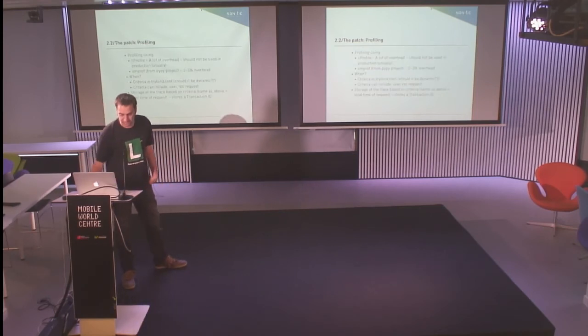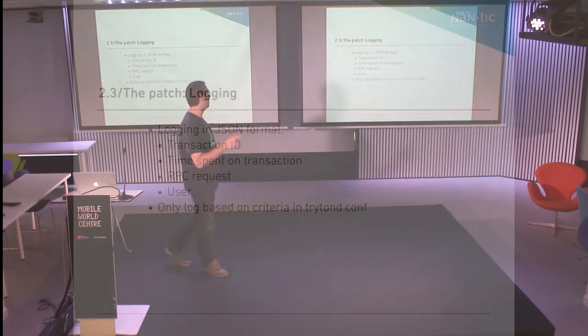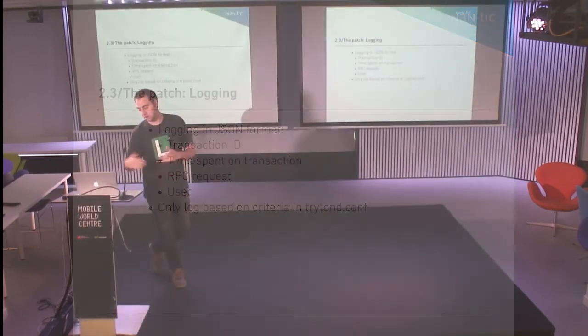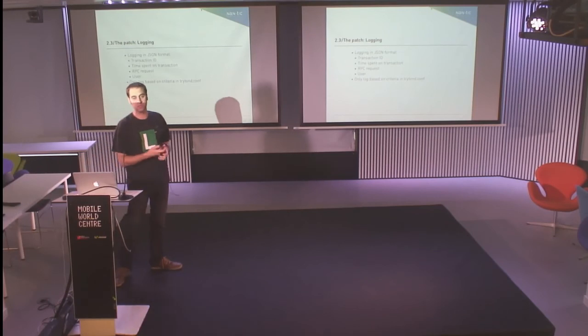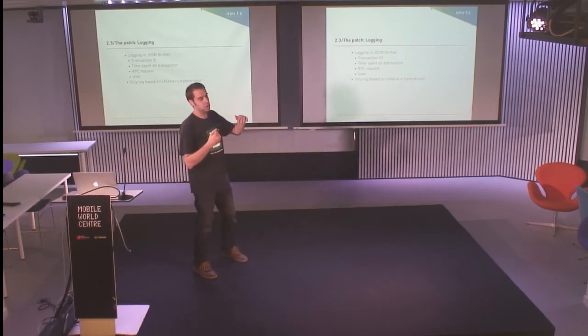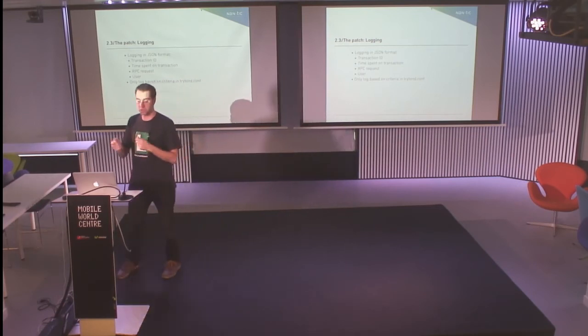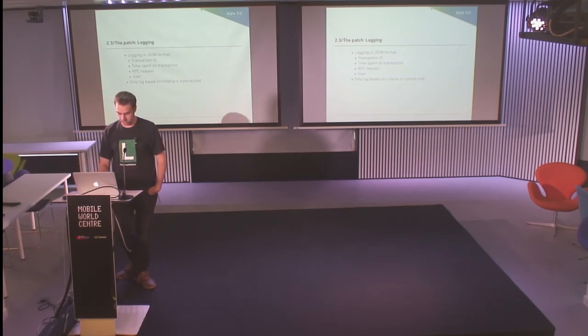And apart from the profiling, we also have some logging. We just create a log file, a very simple one, in JSON format, so it's easier to parse if needed, in which we put the transaction ID, the time spent, the RPC request, user, etc. And again it's based on our criteria in Tryton D. Instead of storing all your RPC calls, if you don't want to, you can just store those RPC calls that take more than a given time, and that's it. Okay.